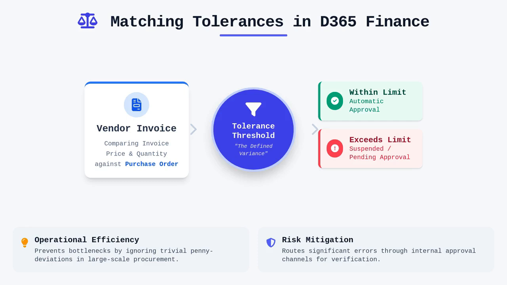When a variance exceeds these configured limits, the invoice is suspended in a state of pending approval, which necessitates intervention from internal staff. This workflow-driven approach ensures that discrepancies are not simply ignored, but are routed through the appropriate approval channels to verify the legitimacy of the request.